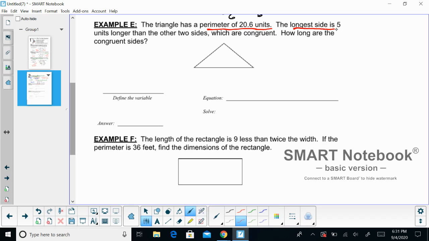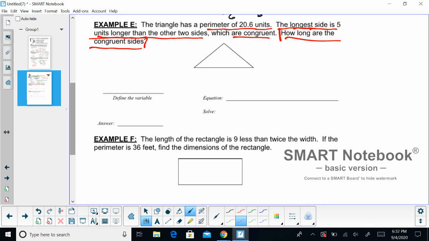The longest side is 5 units longer than the other two sides, which are congruent. The word congruent just means equal, okay? How long are the congruent sides? Our question: how long are the congruent sides?